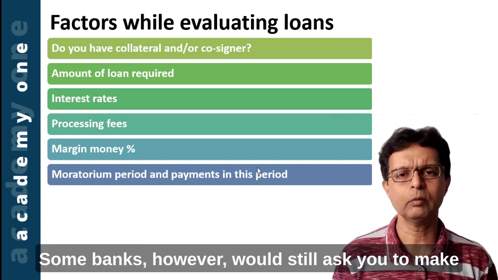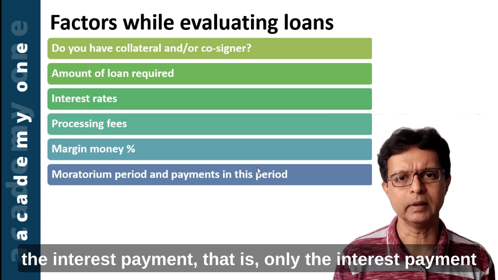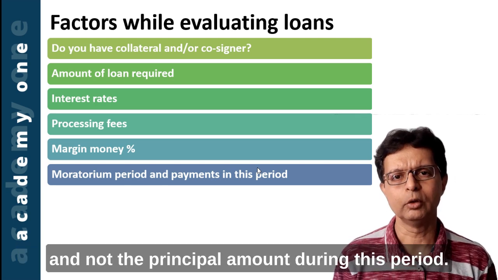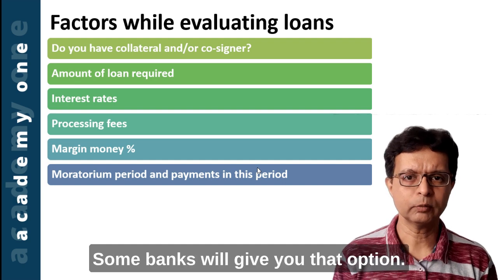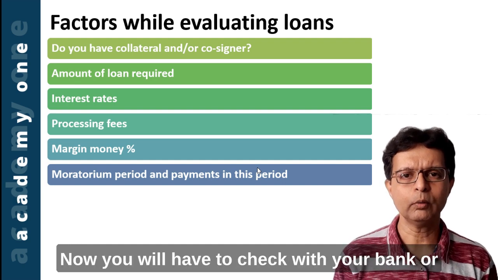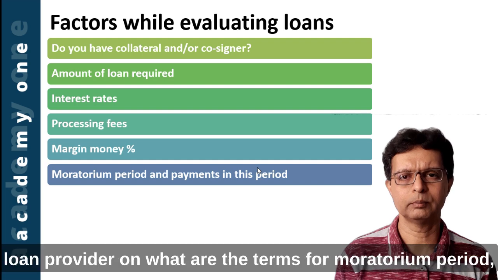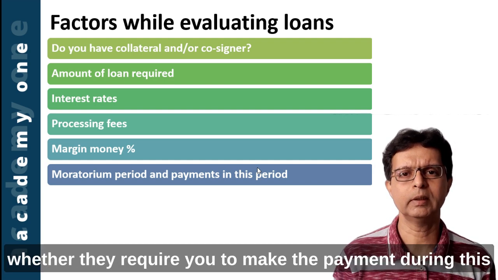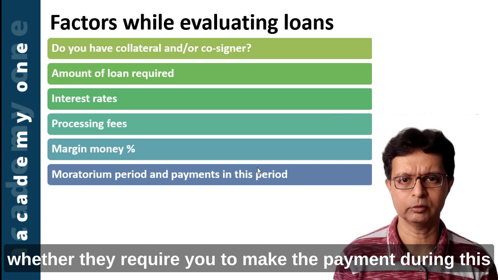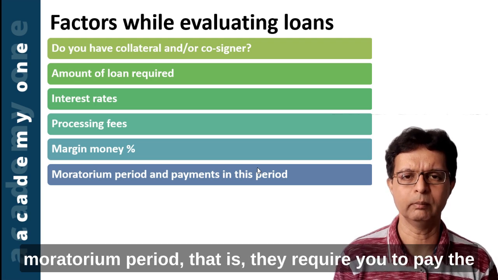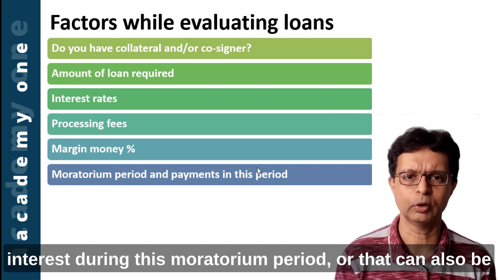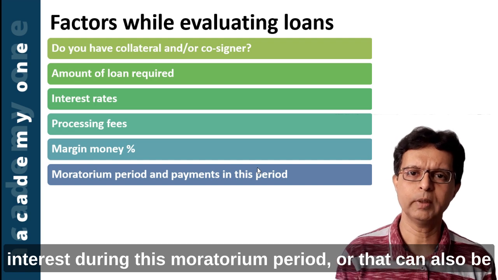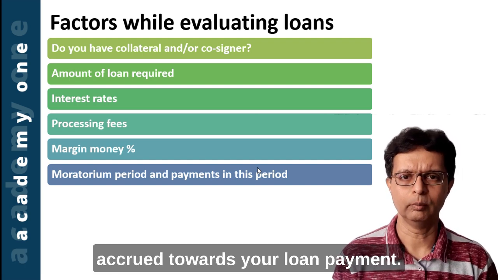Some banks, however, would still ask you to make the interest payment, that is only the interest payment and not the principal amount, during this period. Some banks will give you that option. Now, you will have to check with your bank or a loan provider on what are the terms for moratorium period, whether they require you to pay the interest during this moratorium period, or that can also be accrued towards your loan payment.